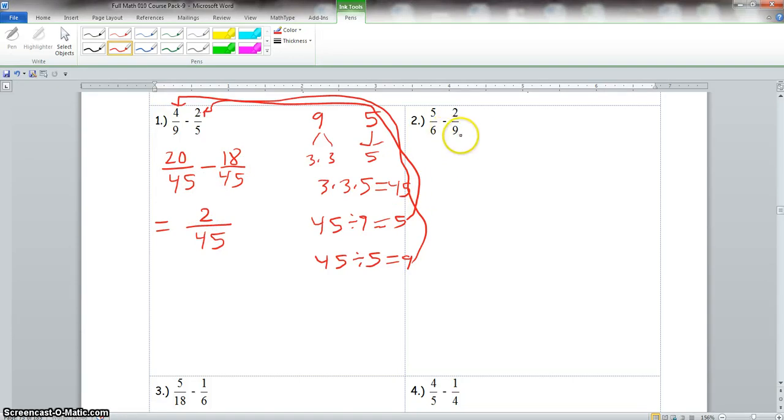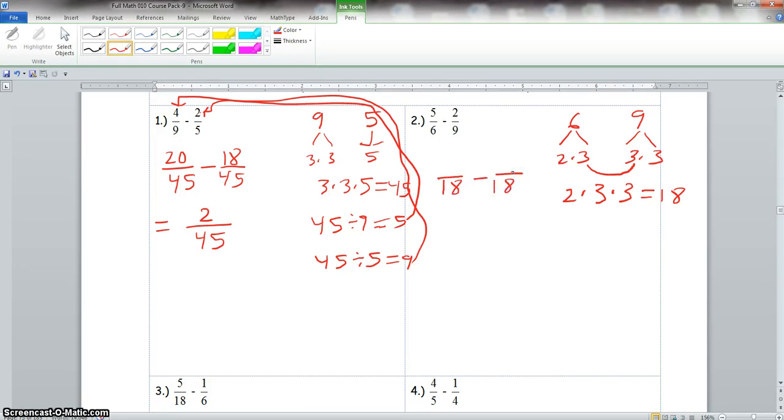Now, we go to problem number 2. We do the prime factorization of 6 and 9. The prime factorization of 6 is 2 times 3, and the prime factorization of 9 is 3 times 3. Now, we have nothing that matches up with this 2, so we bring it down. These 2 3's match up, you write them once, and then you write down this extra 3. So we add 2 times 3 is 6, times 3 is 18. So our common denominator here is 18.